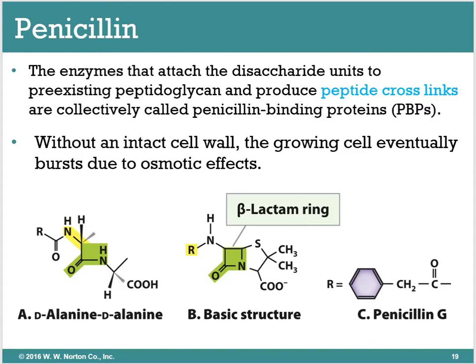Because this enzyme is binding and producing these peptide linkages, there is not an intact cell wall anymore. So the cell will eventually collapse in on itself because the cell wall doesn't have integrity anymore.